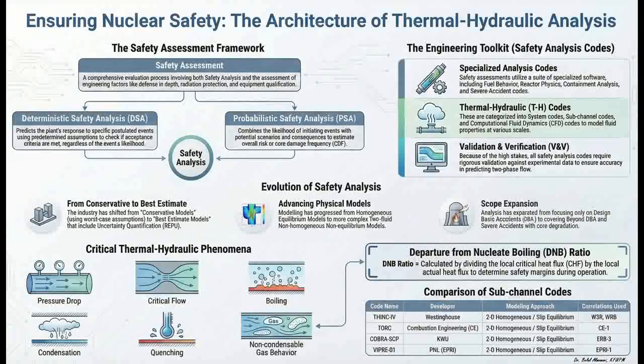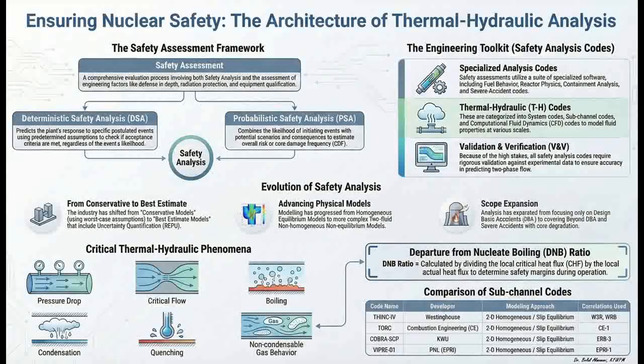But the code can't just treat that mixture as a single homogeneous fluid, right? No, it has to independently calculate the conservation of mass, momentum, and energy for the liquid phase, and then simultaneously calculate those exact same three parameters for the vapor phase. It's a lot of math. Solving those 6 conservation equations concurrently across thousands of nodes is just the baseline.